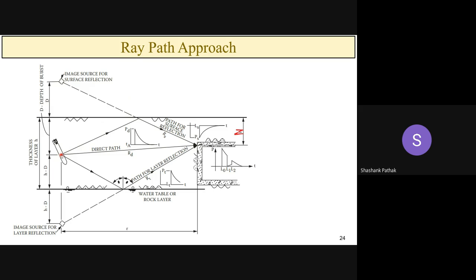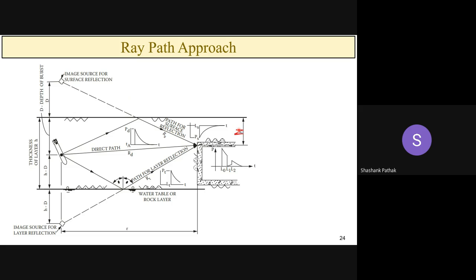Then if you see this other wave which is traveling in this direction, it is reflecting like this from the water table or rock layer. If you extend it backwards, this imaginary source, from the similar triangle rule, you can find the height of burst in this media will be the same as the depth of that imaginary source. So suppose the thickness of this first layer is small h, and the depth of burst is capital D. So you can easily write this will be small h minus capital D, and this one is capital D.